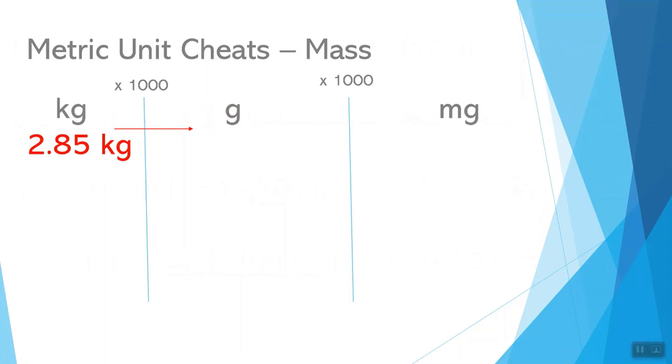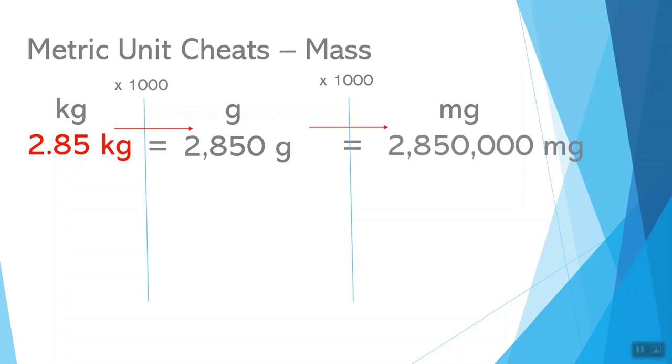Now, if that works for volume, let's see what happens now for mass. 2.85 kilograms. You want to change that to grams: 2,850. And again, moving it to another column, move the decimal 3 more spots: 2,850,000 milligrams.